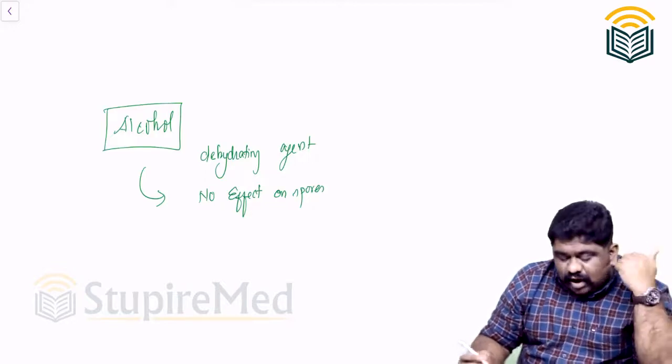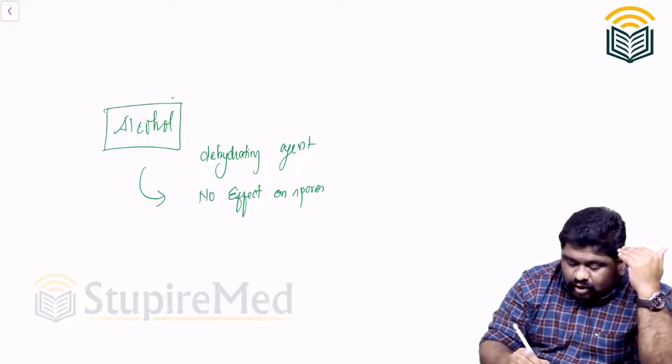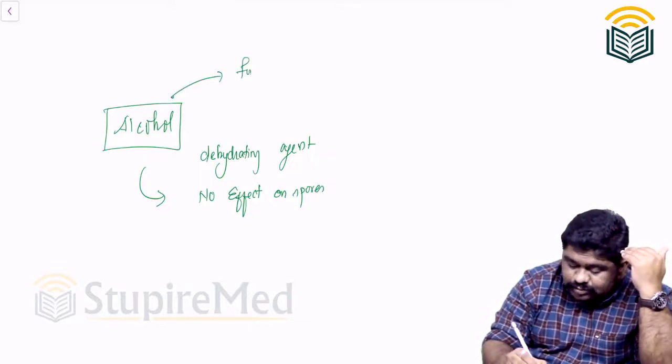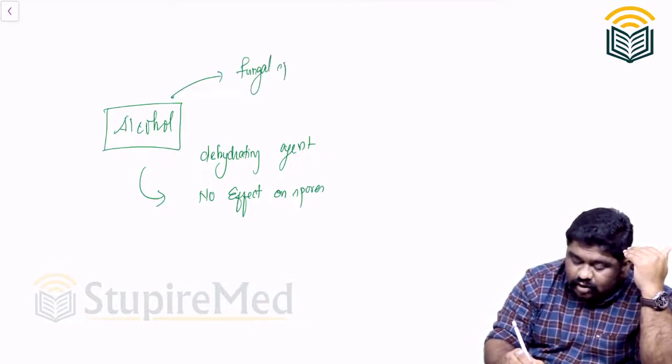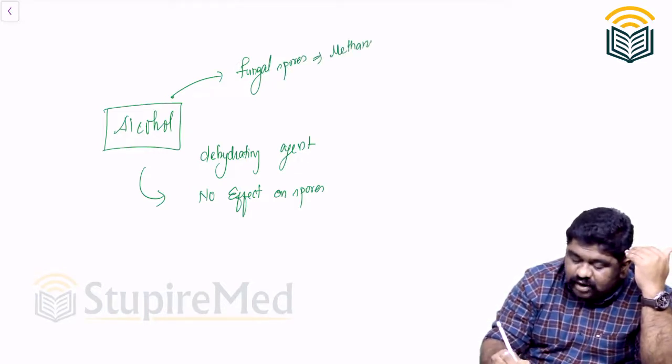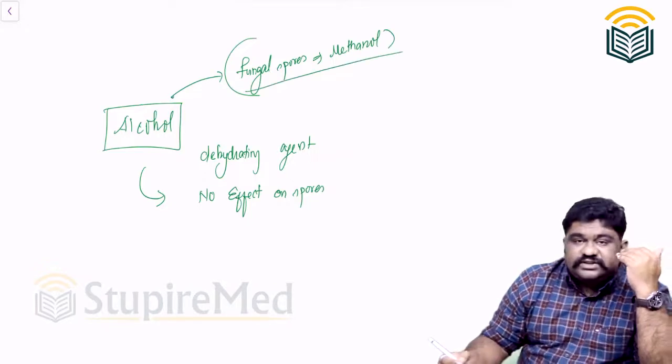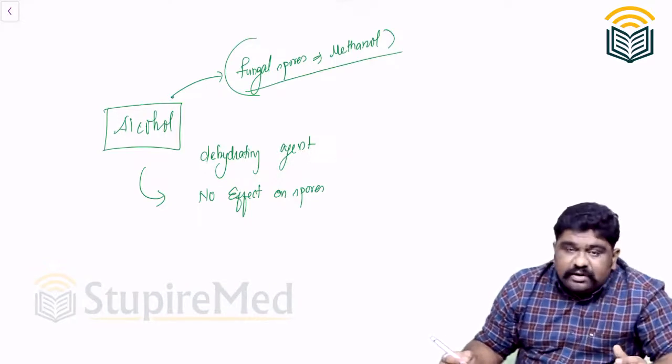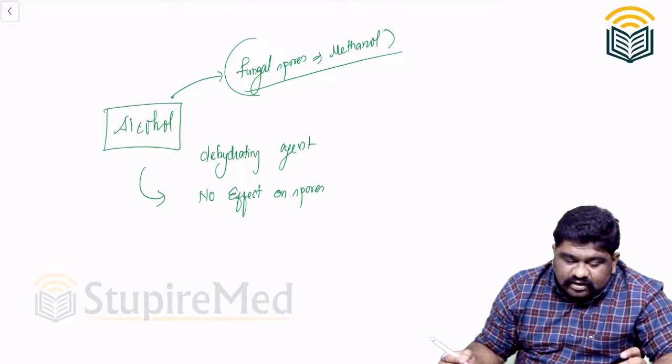And please remember, among the alcohols, the one known for attacking fungal spores is methanol. Fungal spores, methanol. As I've already told you, please remember, a fungal spore is not meant for toughness, it is meant for reproduction. So killing by methanol is not a big deal for this particular activity.